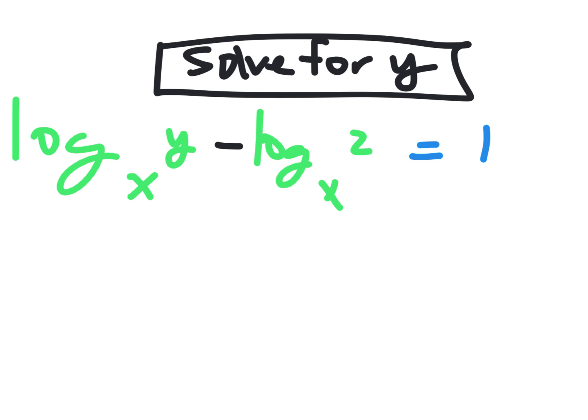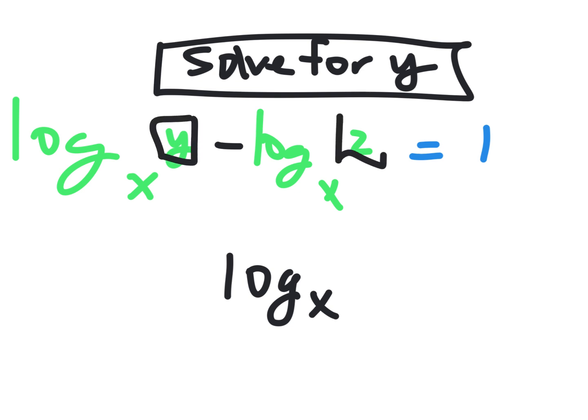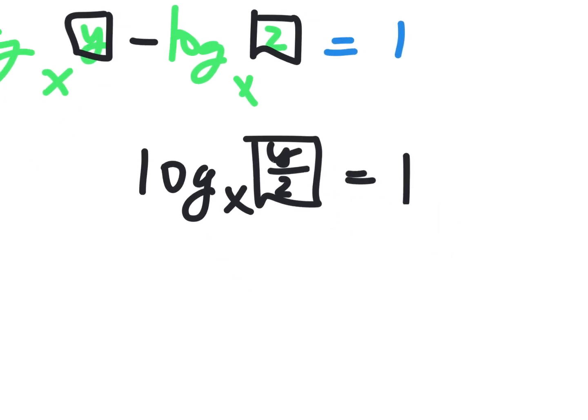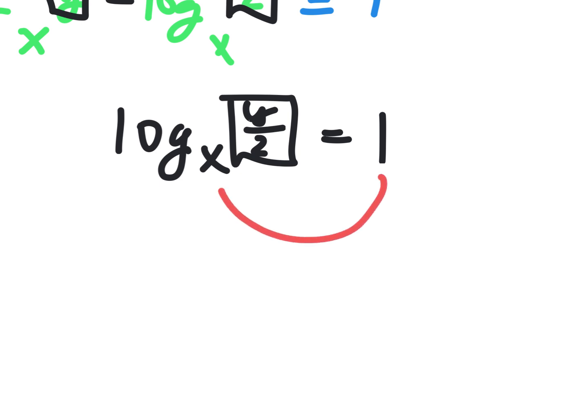You should have known to combine them into one log. And what would its base have to be? X. And then if you have a minus, you take this, and you would divide them. Y over 2. In that order, it does matter. Equals 1. And now, if you rewrite this puppy, the circle of logs just keeps coming back. It's such a big deal.